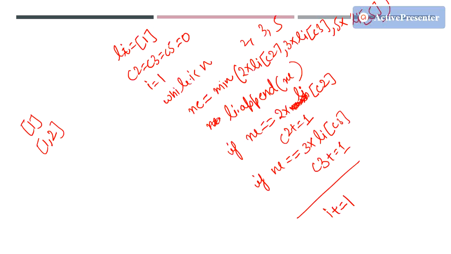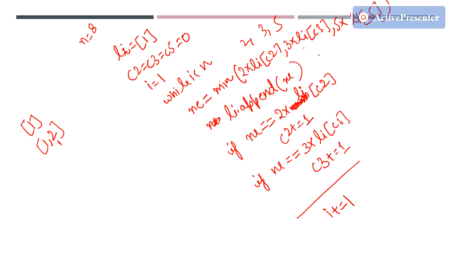Now the value of I is going to be 2. So 2 less than n, the condition is true, right? Let us suppose n is equal to 8 or 7, anything. 2 less than 8, the condition is true. This time we are having 2 into Li of C2. Now the value of C2 has been incremented to 1. So at first index we are having 2.